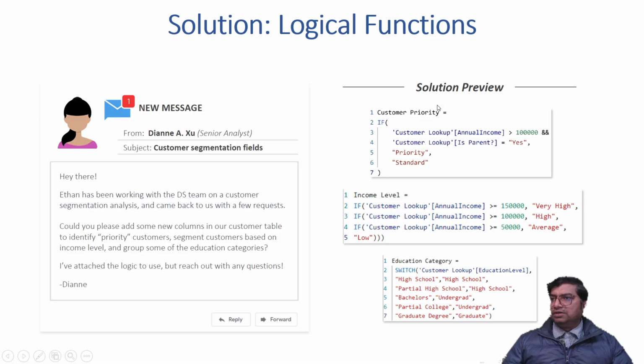See, that is the solution we did. Actually, we created one more column, customer priority, in the customer lookup with that condition in the IF condition. Second thing, we did the income level with these three conditions, and the education category on this education level, and we used the SWITCH option over there. So that is what we did.